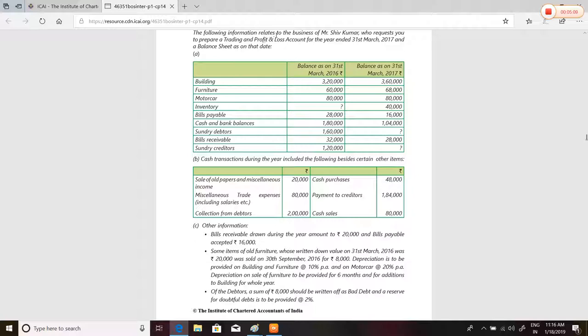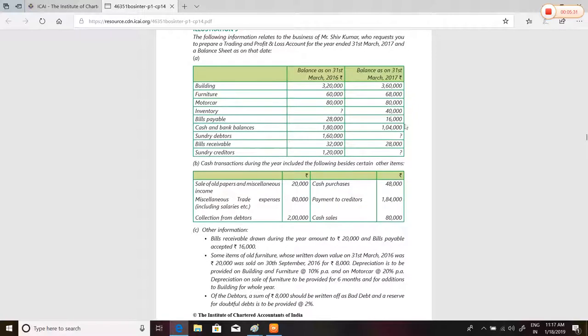The following information relates to the business of Mr. Shiv Kumar, who requests you to prepare a trading and profit and loss account for the year ended 31st March 2017 and a balance sheet as on that date. So, now the most important thing. Wherever in the question the space is given blank, you have to prepare the working note, because there can be a trick played by the institute in the question. You have to prepare a working note of the same so that we could arrive at the answer.